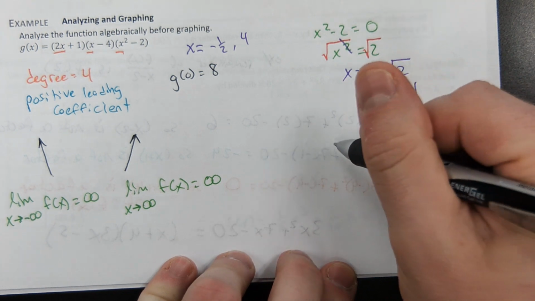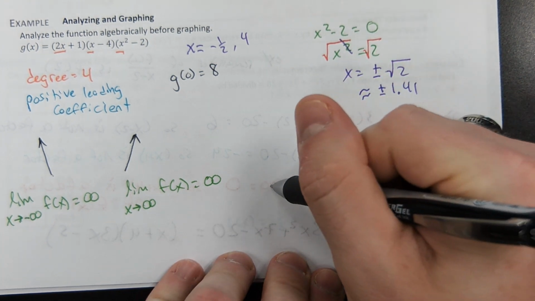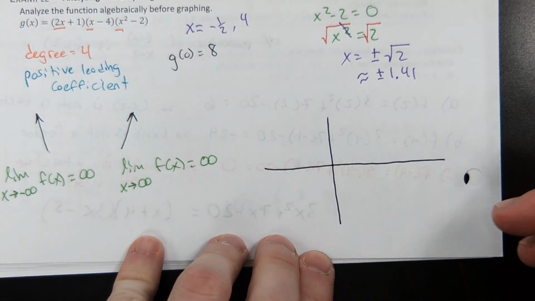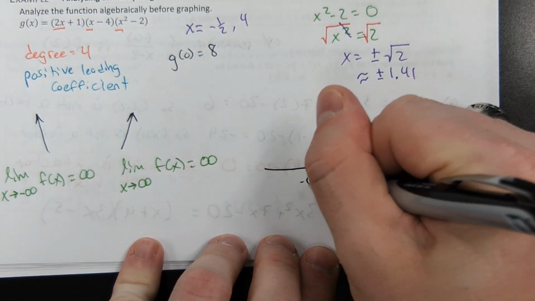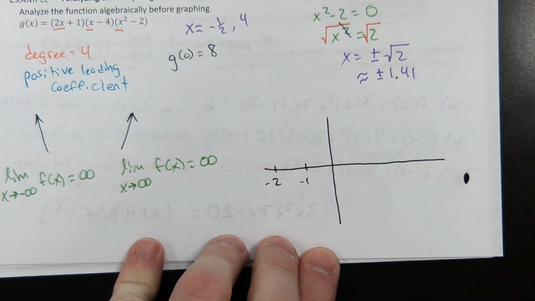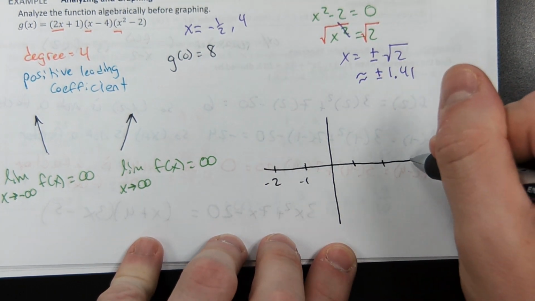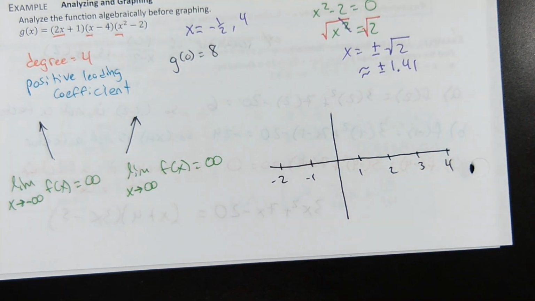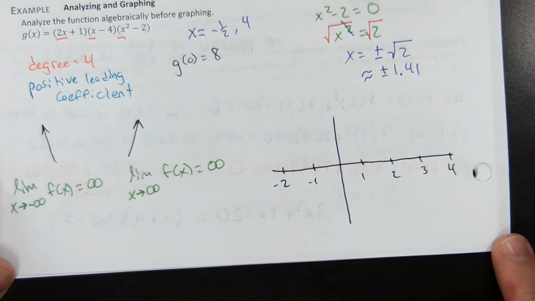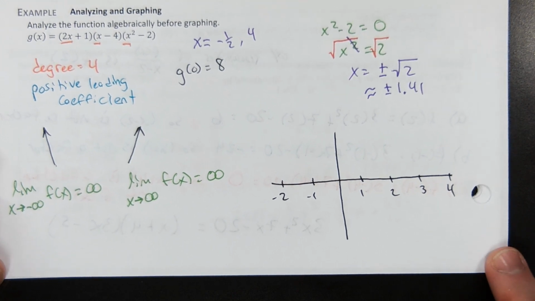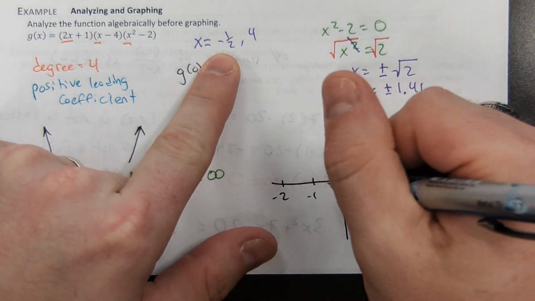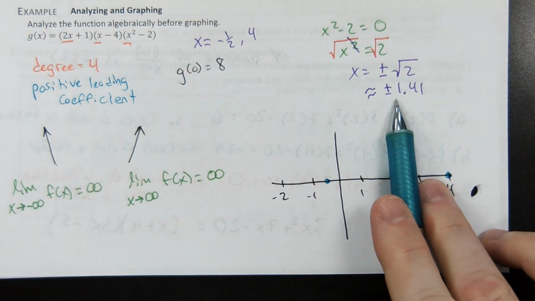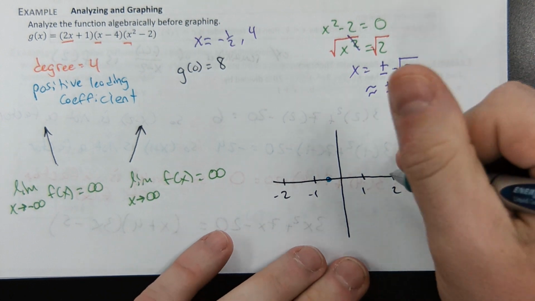So my positive x-axis needs to go out to positive 4. So negative 1, negative 2, positive 1, 2, 3, 4. Graph in blue this time. Encountering the x-axis at negative 1/2, positive 4, and then positive and negative 1.4-ish.